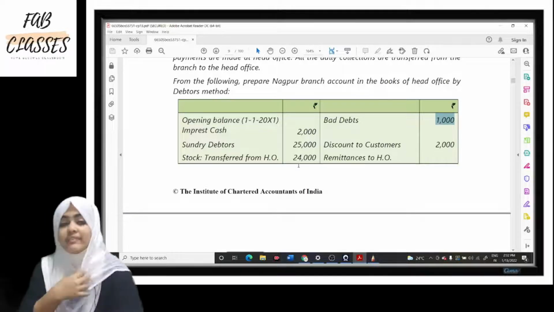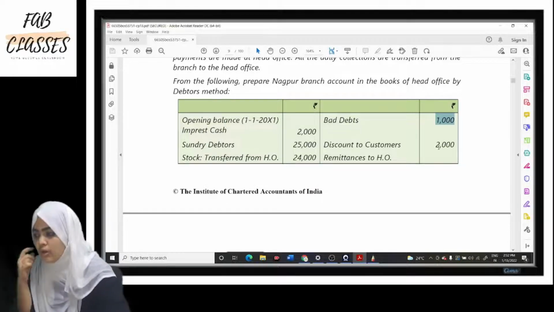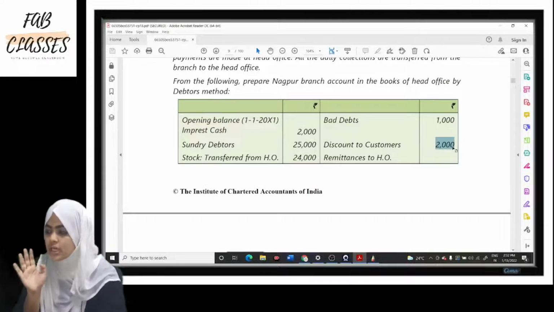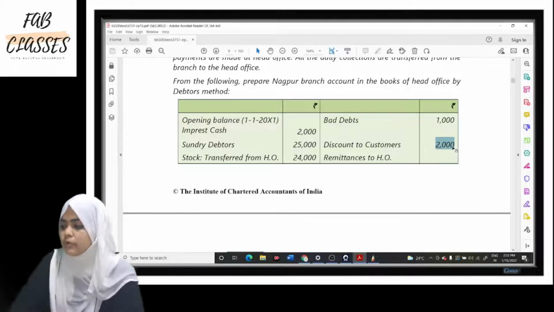Next is the discount given to customers. Discount given to customers is also not part of branch account, so that also we don't need. So you may think why all these details have been given. I'll say later on, when we move forward with the questions.